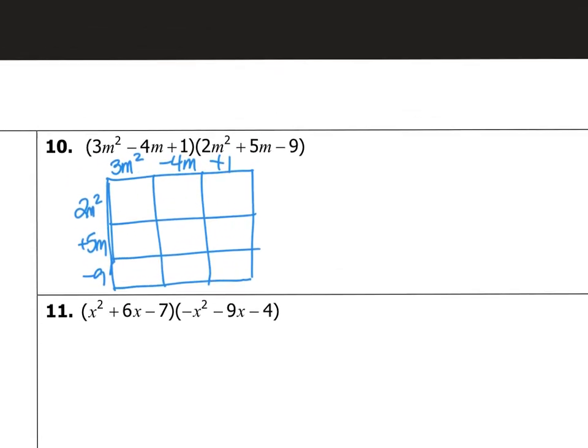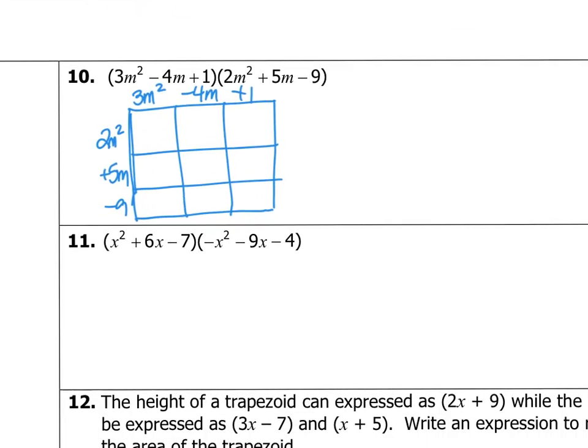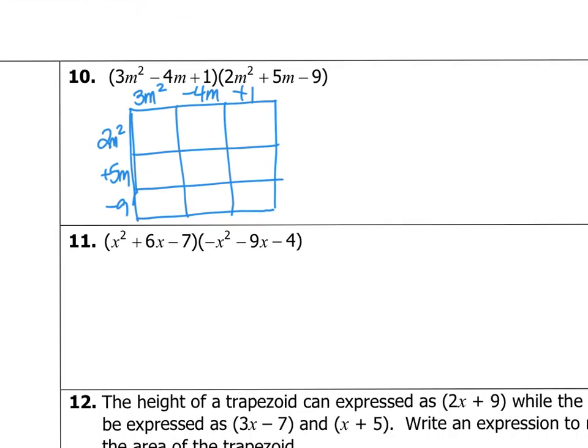2m squared times 2m squared is 6m to the fourth. 2m squared times negative 4m is negative 8m to the third. 2m squared times 1 is 2m squared. Then on the bottom, it's 15m to the third, negative 20m squared, 5m. And then the last one is negative 27m squared, 36m, and negative 9. So I've got it all multiplied out. Now I just have to write my answer in standard form.